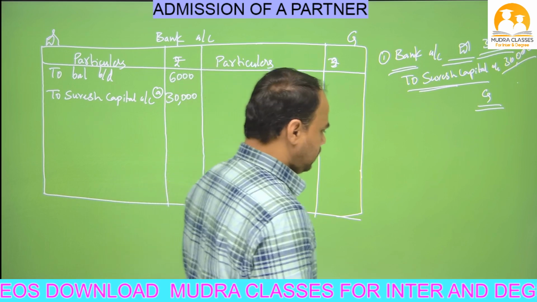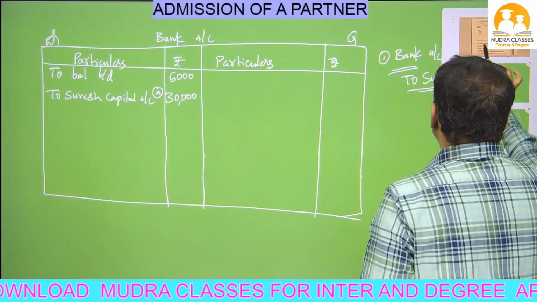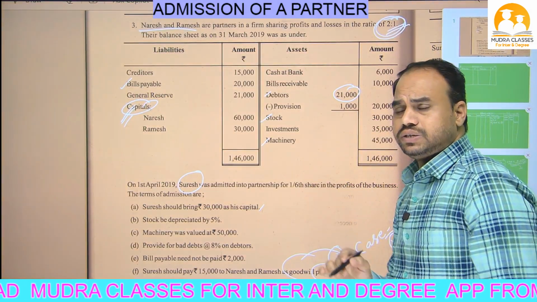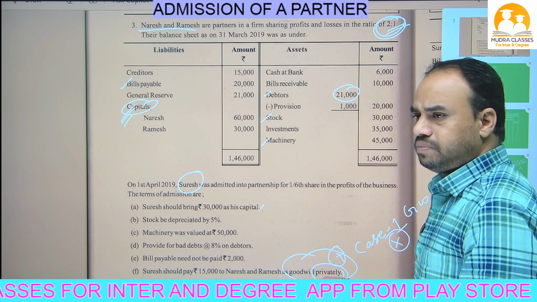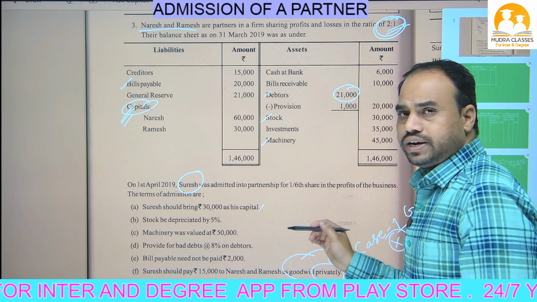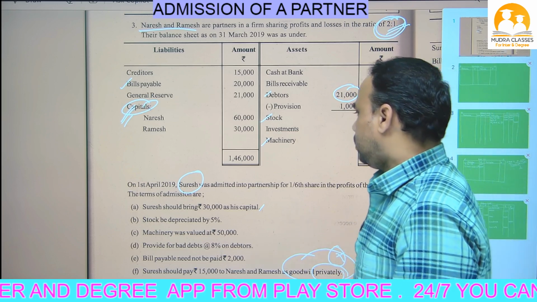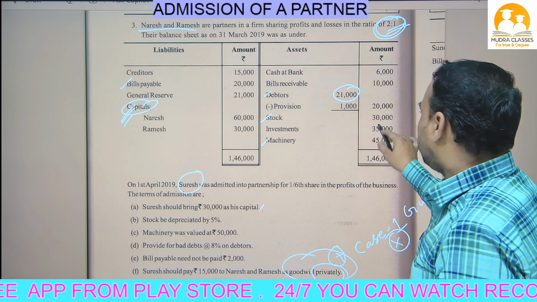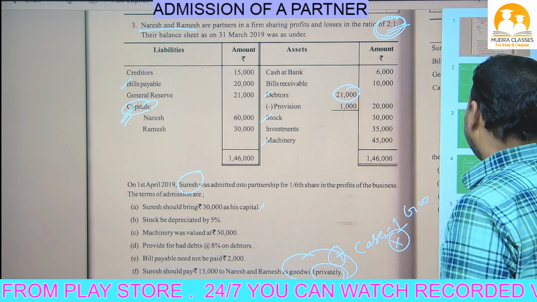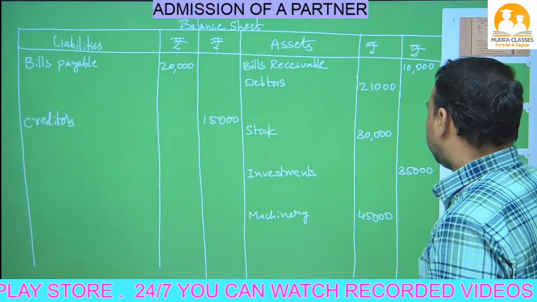Okay, now let's see the second adjustment in the question. Only this journal entry will come in this problem, because in this problem goodwill is settled privately, so no journal entries for goodwill. Okay, next: stock to be depreciated by 5%. So the stock value 30,000 is given, and 5% depreciation is said. So on the balance sheet, we have to come to the asset side.